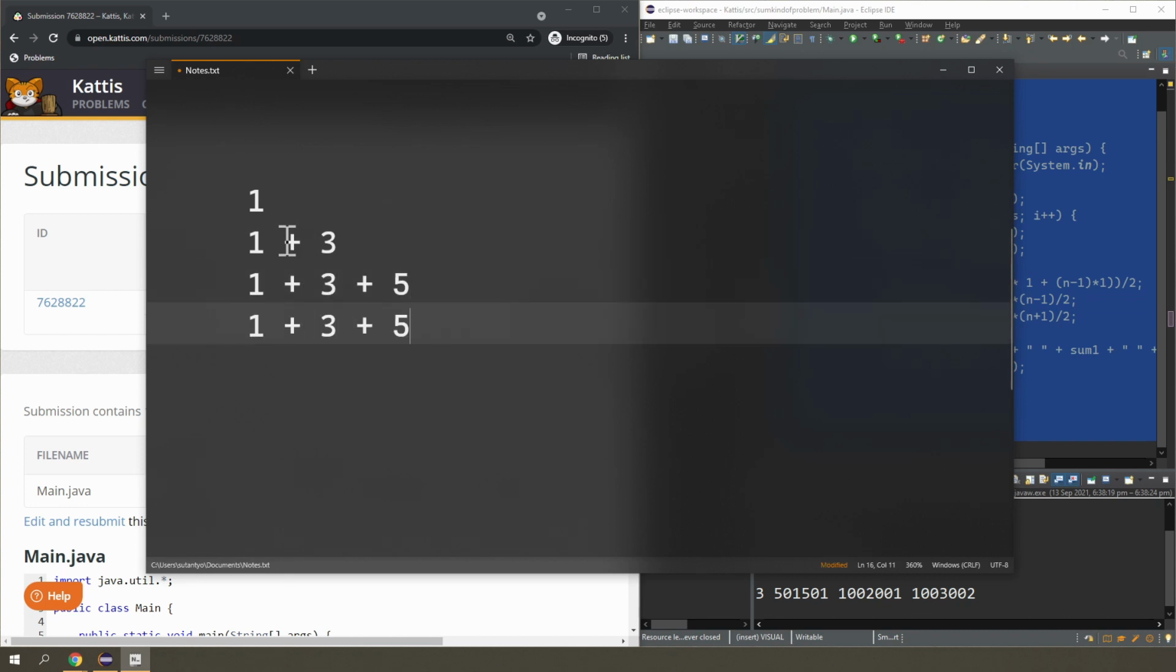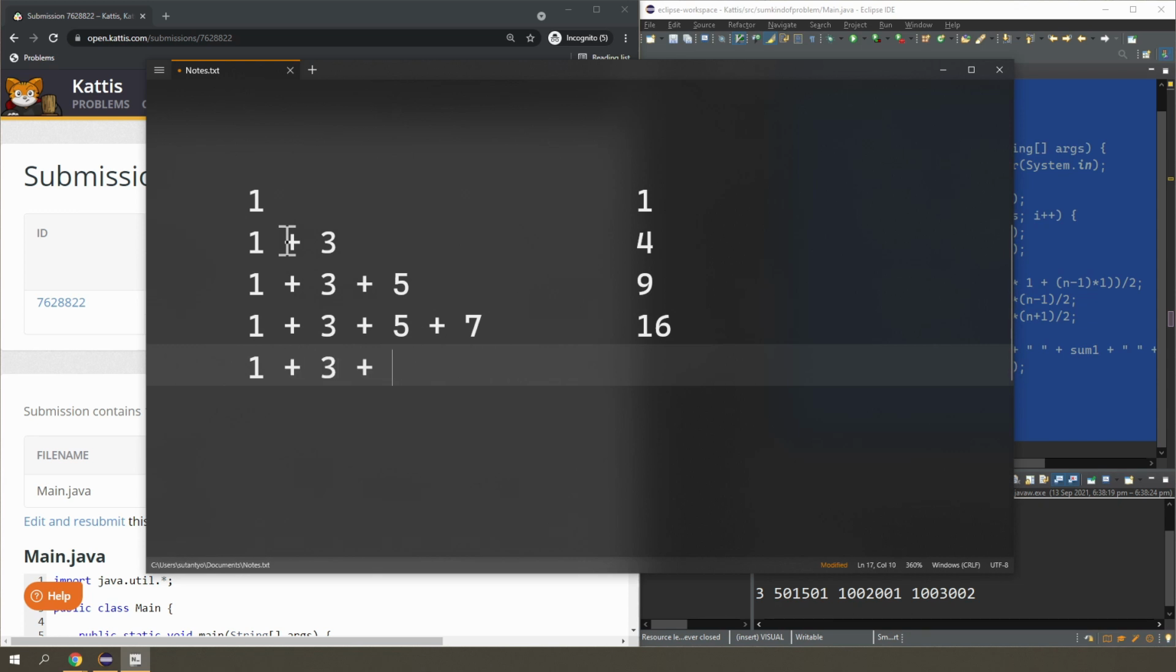There is something special about the sum of the first n odd integers. Don't know if you can see it. 1, 4, 9, 16. Do you want to guess what the next sum is? If I do 1 plus 3 plus 5 plus 7 plus 9? Well, what is 16 plus 9? 25. What's 25 plus 11? 36, and so on. So it is a well-known fact that the sum of the first n odd integers is always a square number, quadratic.